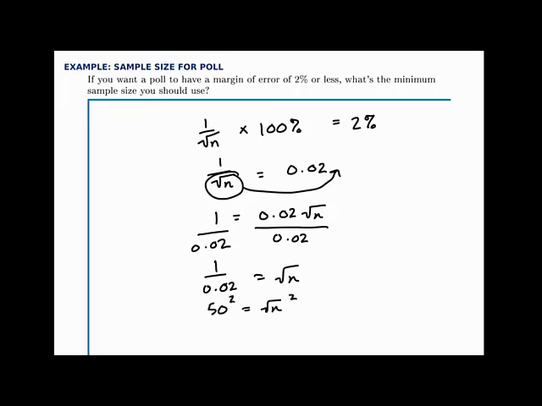And the square root will cancel each other. When we square 50, we get 2,500 equals n. So that's our answer, that if we sampled at least 2,500 people, we would be guaranteed to have a margin of error of 2% or less. And if we sampled more than 2,500, our margin of error would be less than 2%. But as long as we sample 2,500, we'll be guaranteed to have a margin of error of 2%.